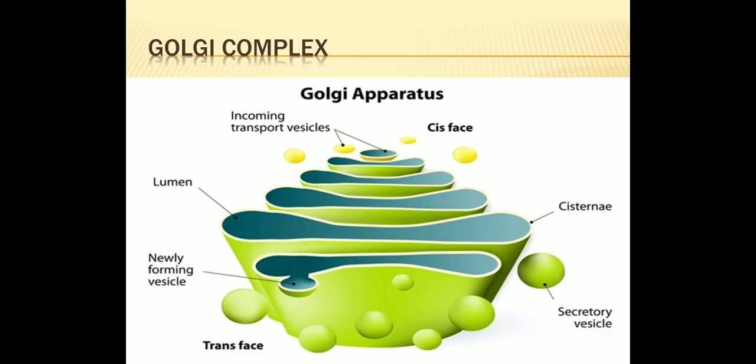Modified and condensed secretions leave the Golgi through the trans phase, again as membrane bound vesicles. See, that membrane bound vesicle, that was the transport vesicle, entered inside the Golgi through the cis phase. Now they are modified, they are condensed, and now they will leave the Golgi through the trans phase, again in the form of membrane bound vesicles.